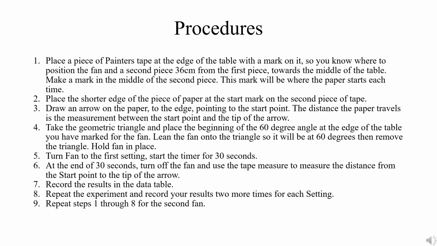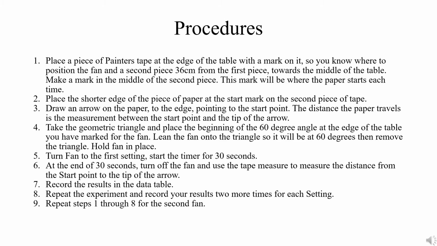2. Place the shorter edge of the piece of paper at the start mark on the second piece of tape. 3. Draw an arrow on the paper to the edge, pointing to the start point. The distance the paper travels is the measurement between the start point and the tip of the arrow.